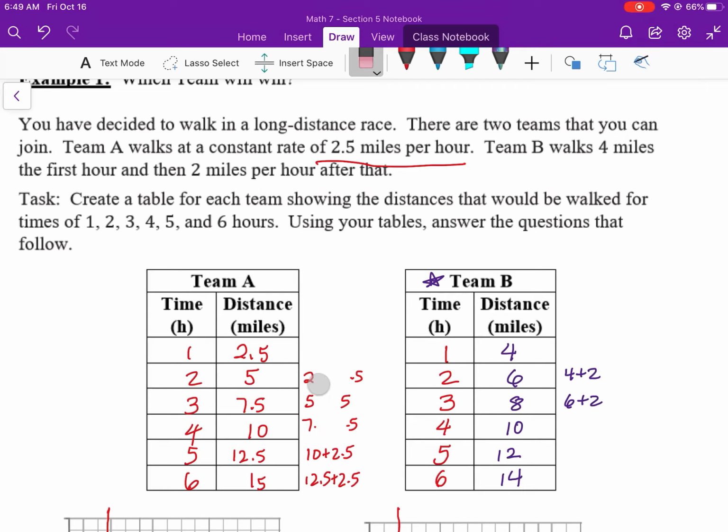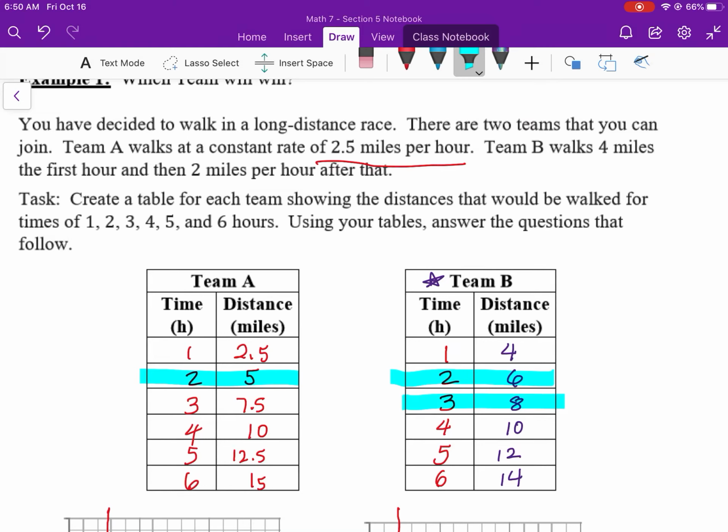So here are my numbers. Notice that different people are in the lead, right? So at the very first part of the race, look, after 2 hours, Team B walked 6 miles. Team A only walked 2 miles. Even after 3 hours, Team B is ahead of Team A.